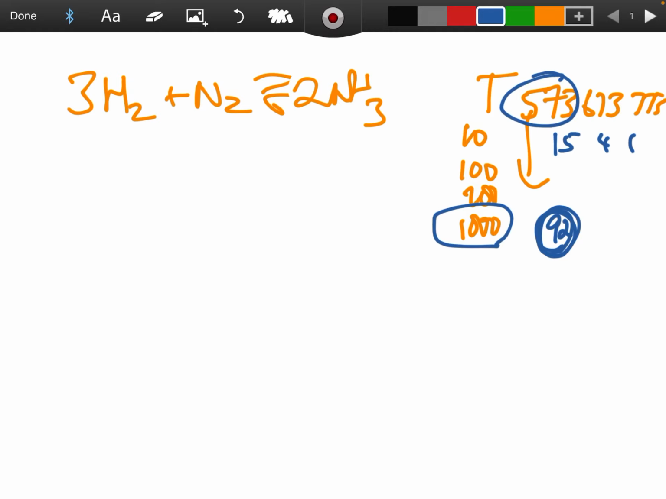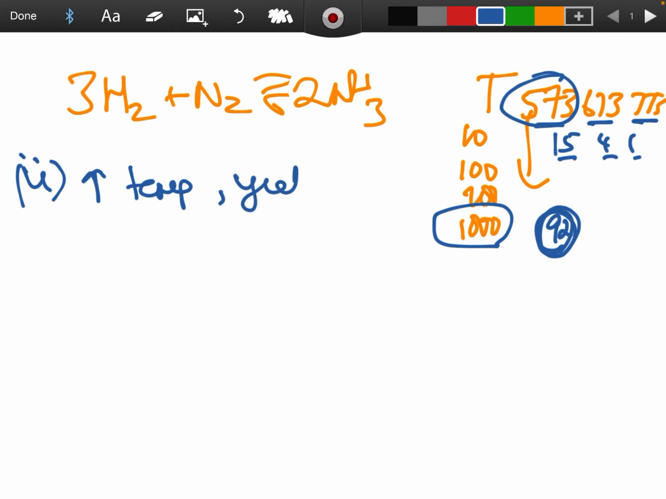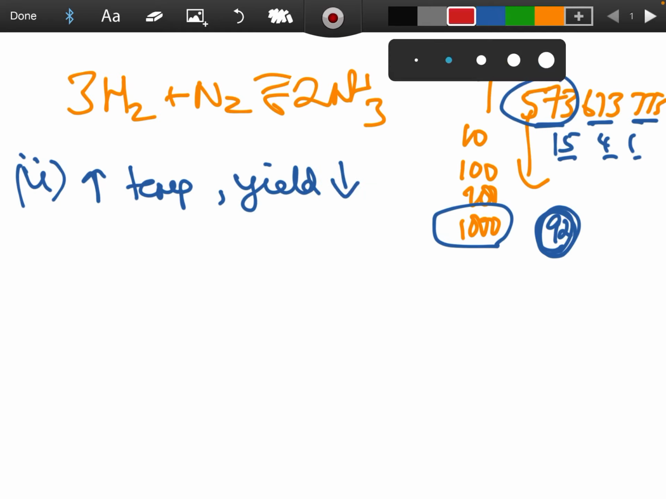Now, for part 2 of that, they ask you to deduce from the data whether this reaction is exothermic or endothermic, and to explain your reasoning. Now, lads, if you look at the temperature going up here, 573, 673, 773, what is happening to the yield as the temperature increases? As the temperature increases, I can see that the yield is decreasing.